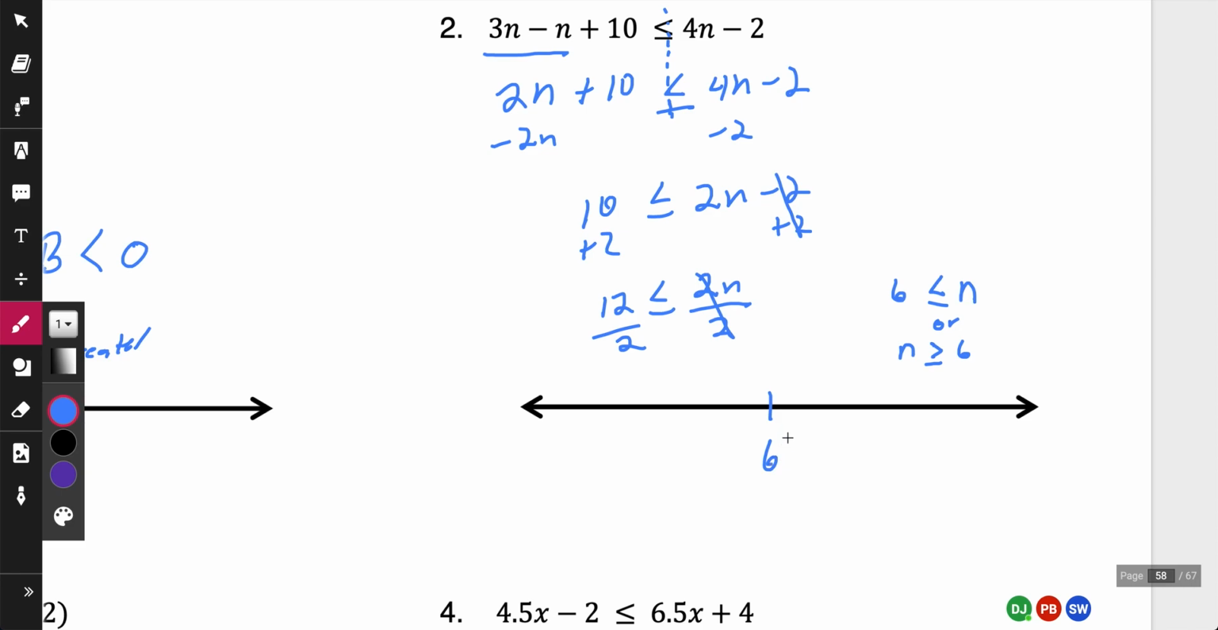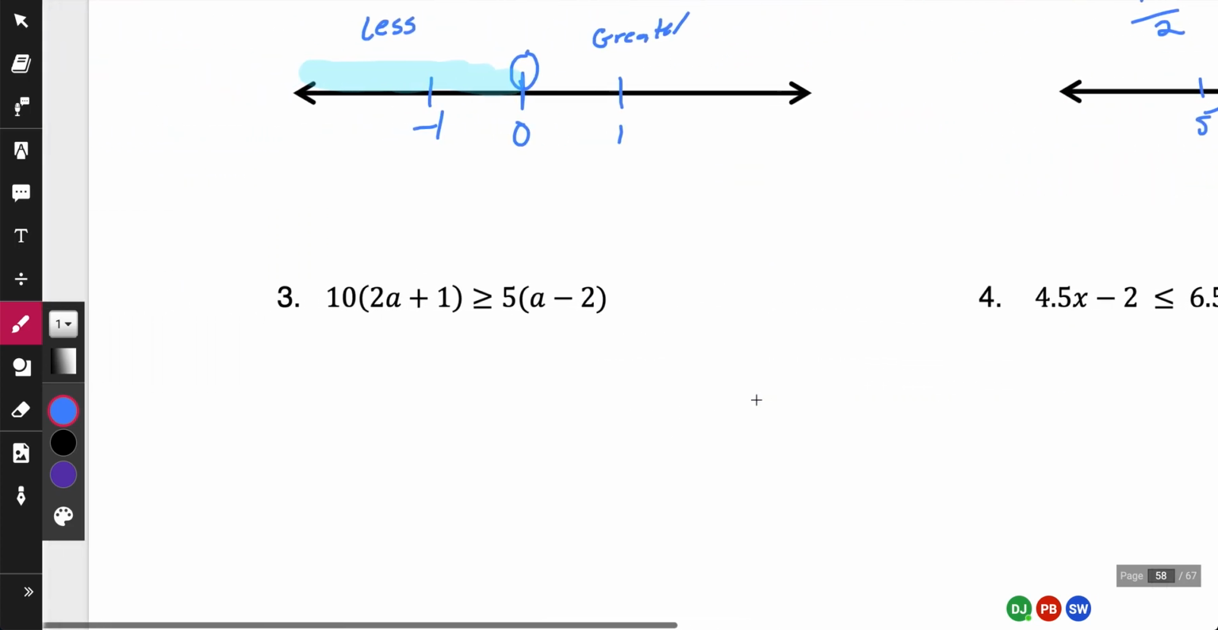So right there, we're going to have 6 in the center. And then I'm going to have a solid closed circle. We're going to have 7 to the right, 5 to the left, and it says shade all the numbers that are greater than or equal to 6. And I'm going to shade to the right because it's greater than. Now, as a quick reminder, guys, it's a solid circle, which means that 6 is part of the solution.